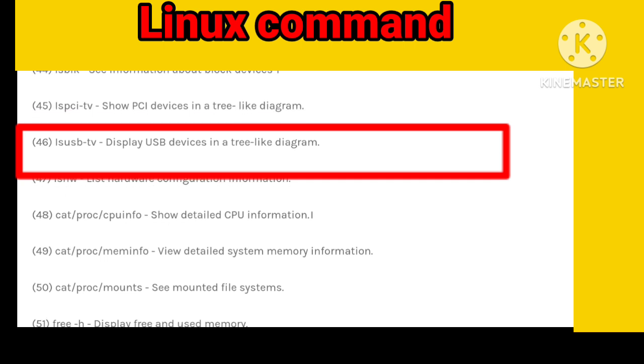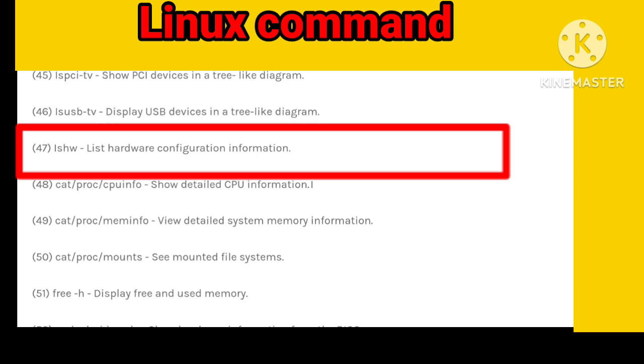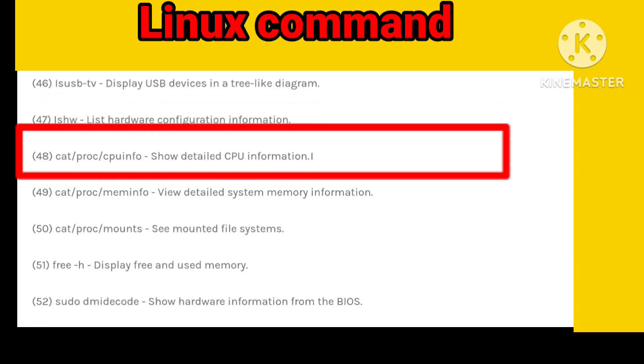lshw, list of hardware configuration information. Next is cat /proc/cpuinfo, show detailed CPU information. The next is cat /proc/meminfo. This command is used for view detailed system memory information.